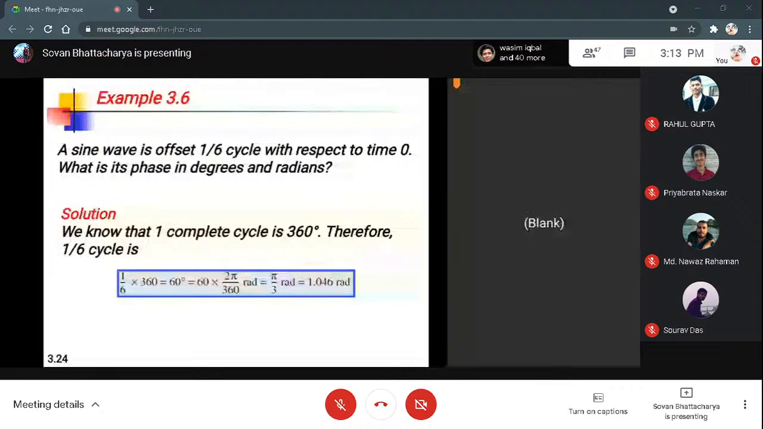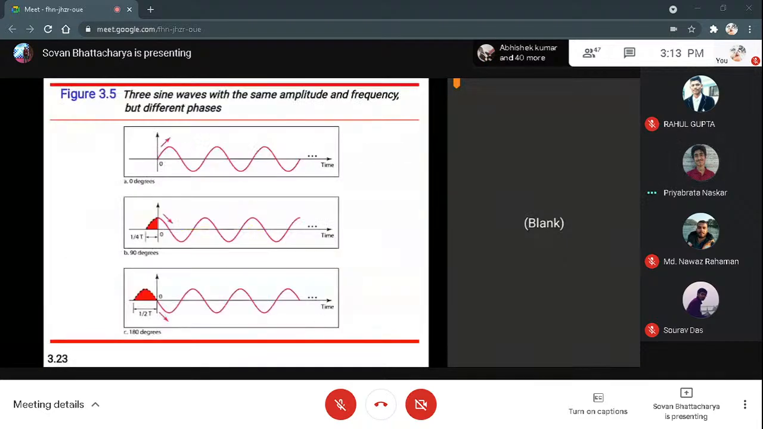Now you see, this is another problem. There are three examples of phase: 0 degree, 90 degree, 180 degree, and 270 degree. If it is 0 degree, you see what happened. It is starting from the 0 coordinate.